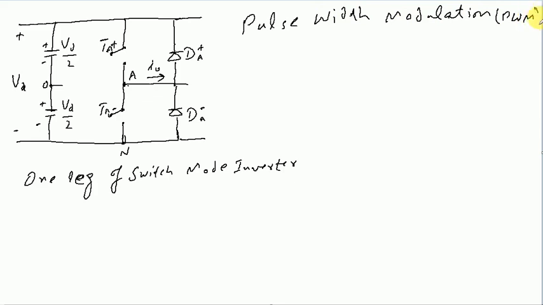That is also abbreviated or written in the form of PWM. So in the pulse width modulation scheme, basically what we do is provide some automatic control signals to these switches, to either of these switches.